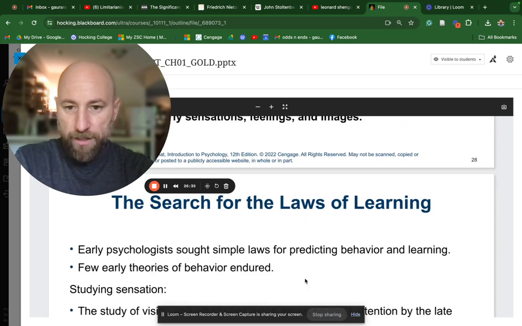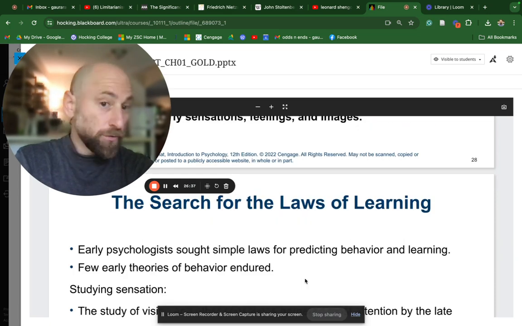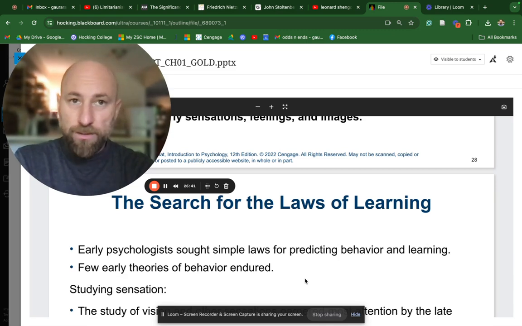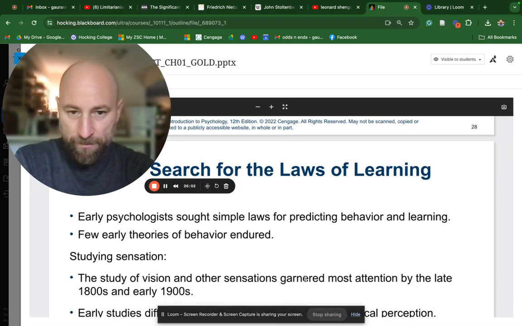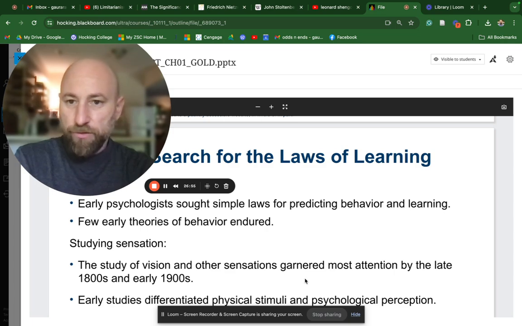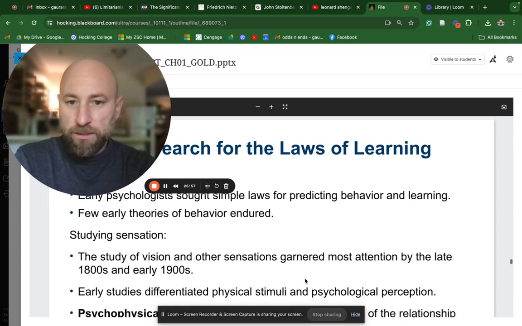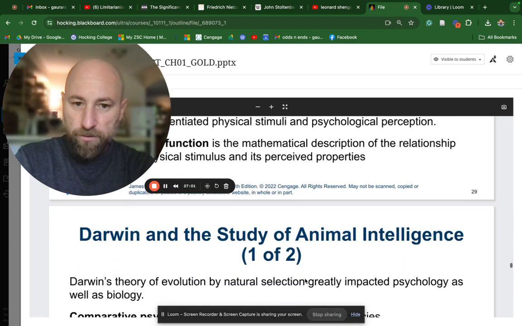Okay. From there, we had the search for early laws of learning. This would be behaviorism. Thorndike and Watson were early behaviorists. They wanted simple laws for predicting behavior and learning. Some of those early theories endured and became a school of thought known as behaviorism and are still very relevant to modern psychology. That stuff, not super relevant.